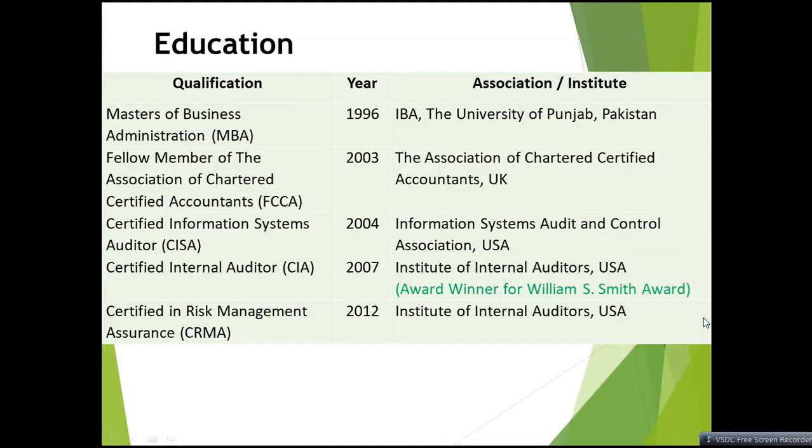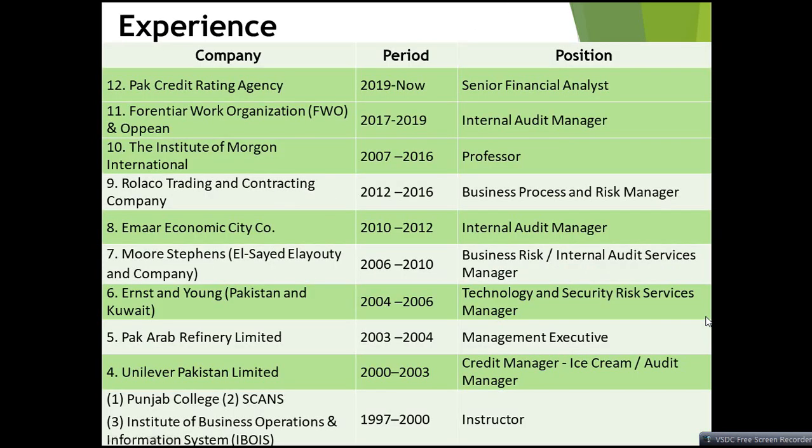My responsibility was to work in detail in the Kuwait refinery to prepare their decision-making policies and procedures. In 2006, I joined Morris Stephens in Saudi Arabia as a business risk and internal audit services manager, and I worked with different clients in detail. I conducted internal audit as well as risk assessment, and we worked on different clients and a lot of huge performance management. I have practically worked on that. Then I also joined Emaar Economic City in Saudi Arabia as an internal audit manager. Then I also joined Rolako Trading and Contracting Company as a business process and risk manager.